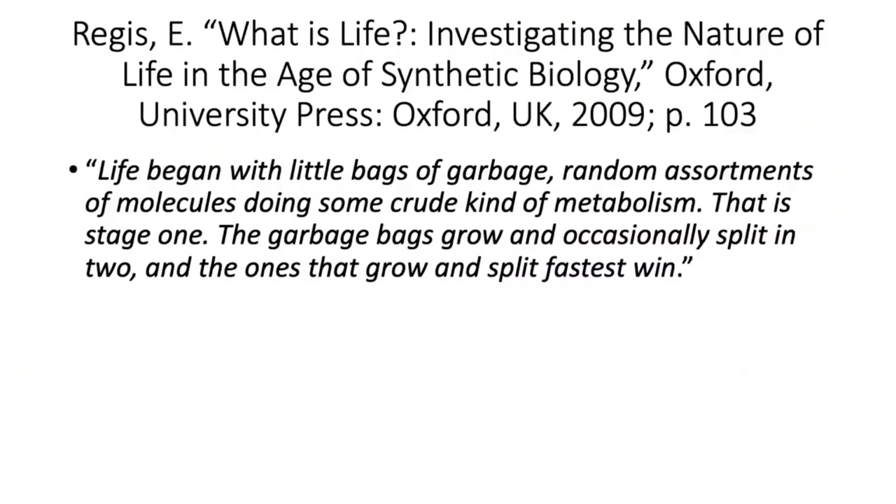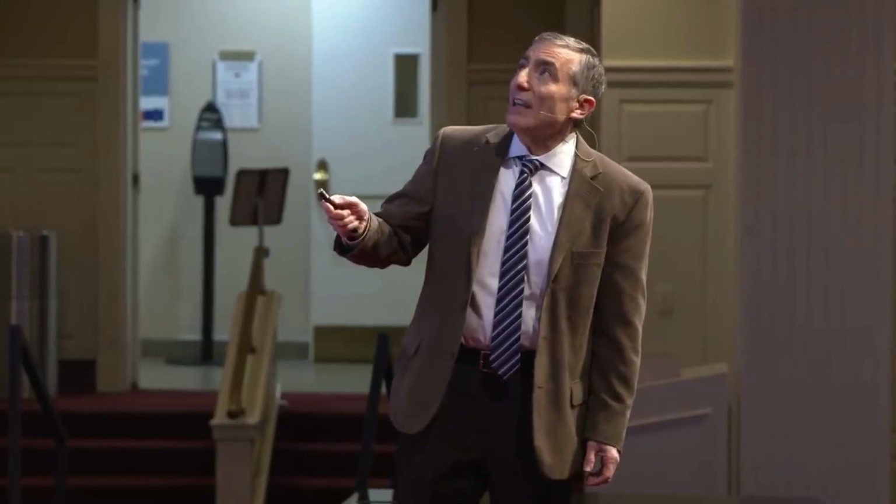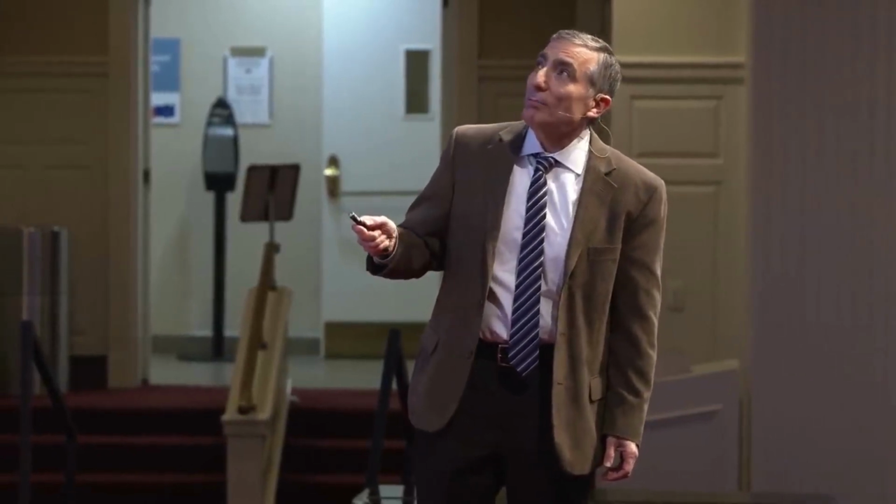So here's what's written in books that people read, people like you. What is life? I never read these books. You never see people like me read these books. This is the masses, but this is what they tell you. So here's this science writer, Regis. He says, life began with little bags of garbage, random assortments of molecules doing some crude kind of metabolism. That is stage one. The garbage bags grow and occasionally split into two, and the ones that grow and split fastest win. That's in his book on What is Life by Oxford University Press.